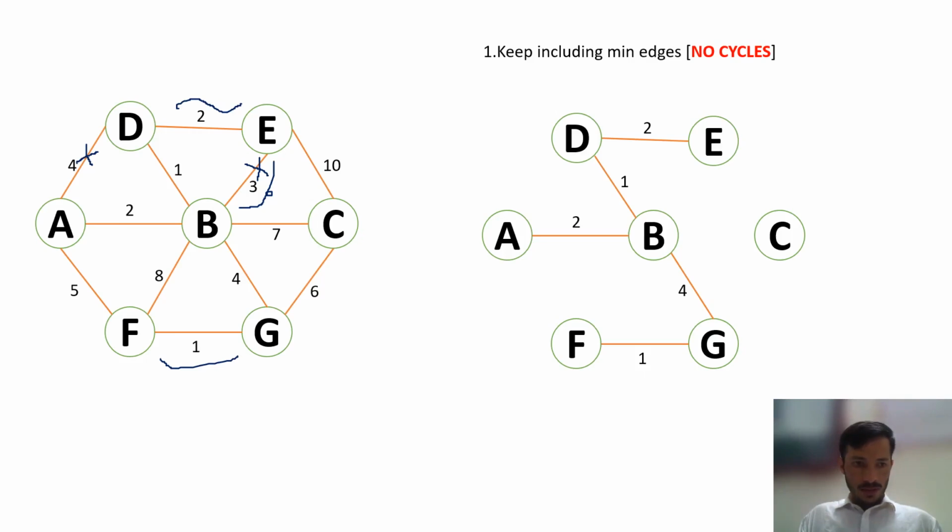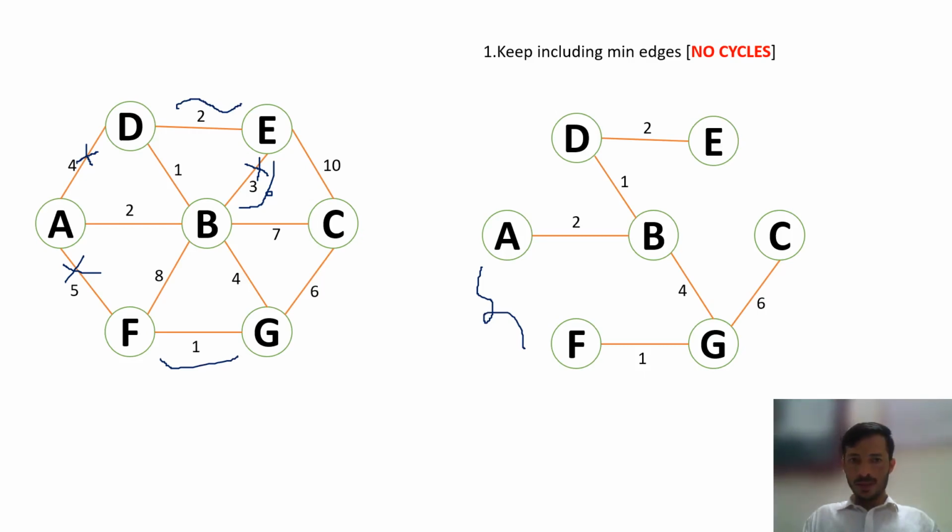And the other one is between A and F vertices, which is 5. If we connect A and F, there would be a cycle, which we have to prevent. So we just cross it and go to another one. The other one is between G and C vertices, which is 6, and we just connect these two vertices and write the value, which is 6.